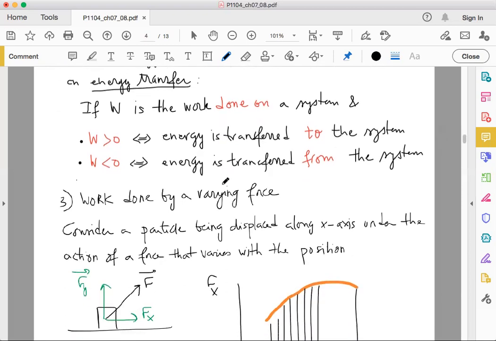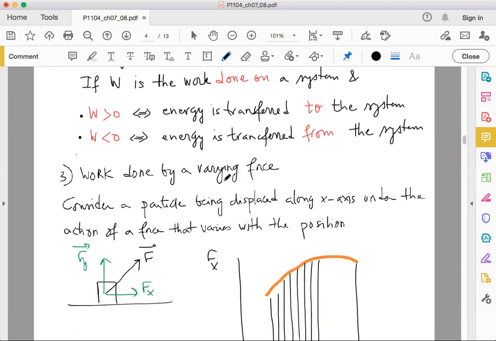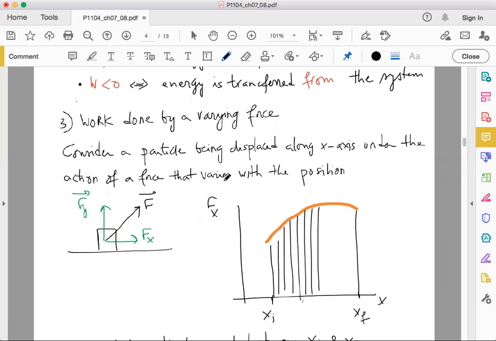Now, what happens if we have a varying force? So what do we mean by varying force? Let's consider again the case of a block that is moving on a given surface under the action of a given force F. But in this case, F is not constant. So this F could be divided into two components, Fx and Fy. Let's actually have a look at Fx, since Fx is the component of interest, because this is the component that produces a non-zero work.